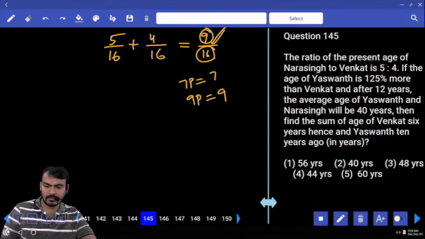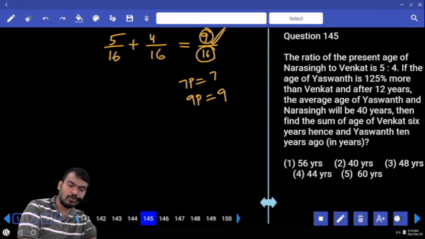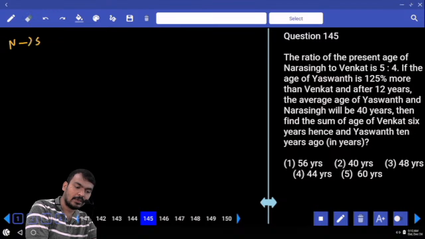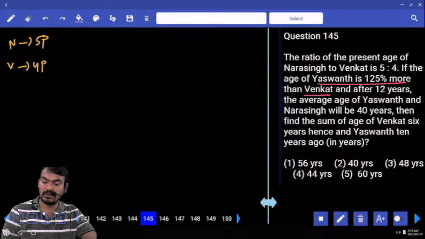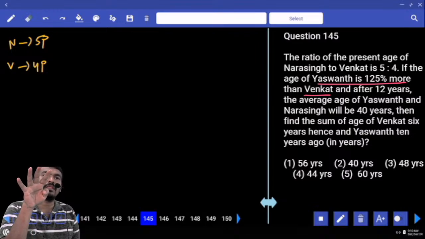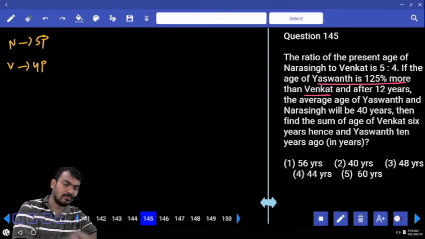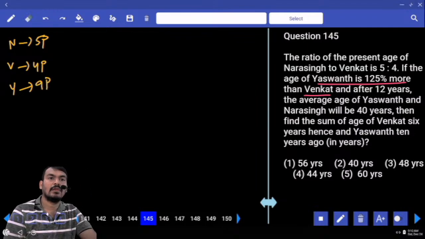Next, 145. The ratio of the ages of Nursing to Venkat is how much? 5:4. Nursing is 5 parts, Venkat is 4 parts. Next, if the age of Yashwant is 125% more than Venkat. 125% means what fraction? 5 by 4, means one is 4 parts, another one 5 parts, 4 plus 5, 9 parts. Venkat is already 4 parts, so Yashwant is 9 parts.